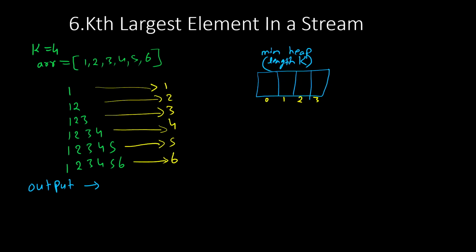Hello, welcome everyone to question number 6, kth largest element in a stream. In this we have to find if the kth largest element is present or not. Here in this example, k value is equal to 4. Now we have to find if the fourth largest element is present or not, and only 4 elements could be present at max.